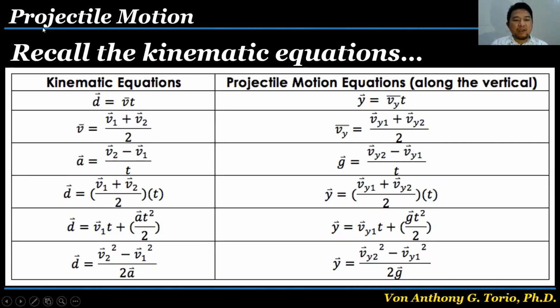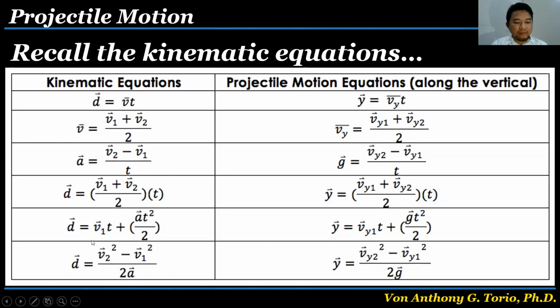When we discuss kinematic equations, we usually focus on the first three as definitions. Definition of displacement, which is the product of average velocity and time. Definition of average velocity, that's initial velocity plus final velocity divided by 2, or v1 plus v2 divided by 2. And the definition of acceleration is the change in velocity, or v2 minus v1 all over t. We use these three equations to be able to derive three more equations.